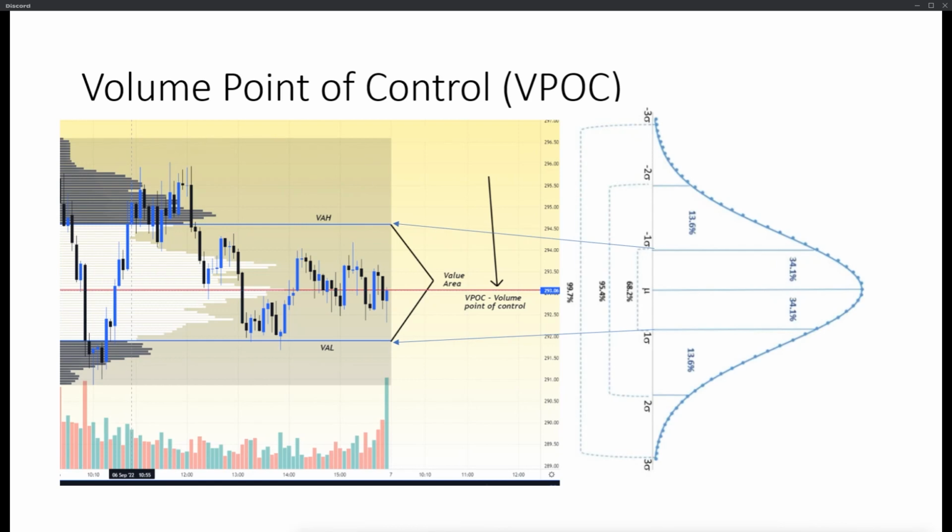But at least you have 3 levels that you can play ping pong and move your price targets and stop losses around. If you look at this chart, I've shifted the bell curve to the right, just to show you the standard deviation presented inside the value area, and then of course the POC being right there. Okay, any questions here?